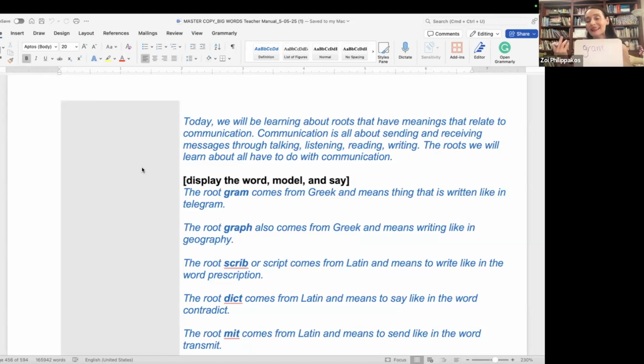Tele, it's Latin, it means far away. Telegram, it's something that is written, comes from far away. Telegram. The root graph also comes from Greek. I can tell because it has the PH. We said the words that have PH, they derive from Greek. So the root graph comes from Greek and it means writing, like in geography. Geo, earth, geography, writing about the earth. So it's the mapping of the earth, the writing of the earth.